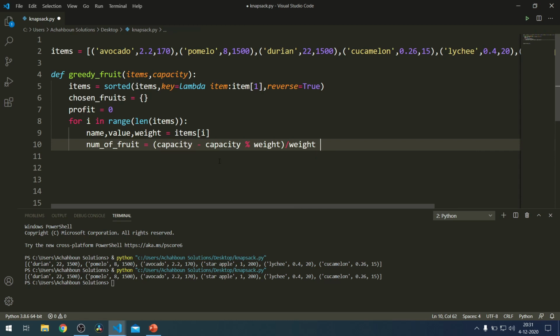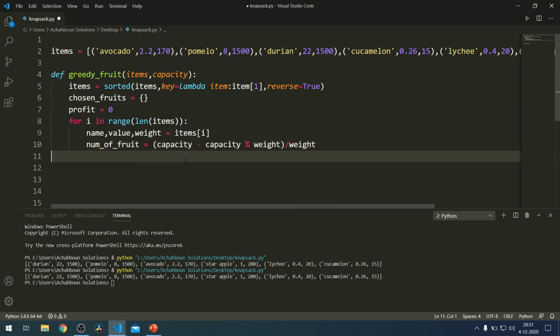And so this line might be difficult to understand, so let's just do an example, right? Imagine if we were to have a bag with a capacity of 9 and a weight of 2. Then let's look at this operation. Basically, we know that this fruit with a weight of 2 fits in here 4 times, right? So let's see if this operation truly returns that number.